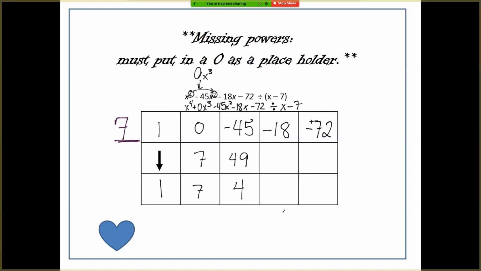There's cycle number 2. Going again, 7 times 4 is 28. Negative 18 plus 28 is positive 10. One last time, 10 times 7 is 70. Negative 72 plus 70 is 2. That's going to be your remainder.